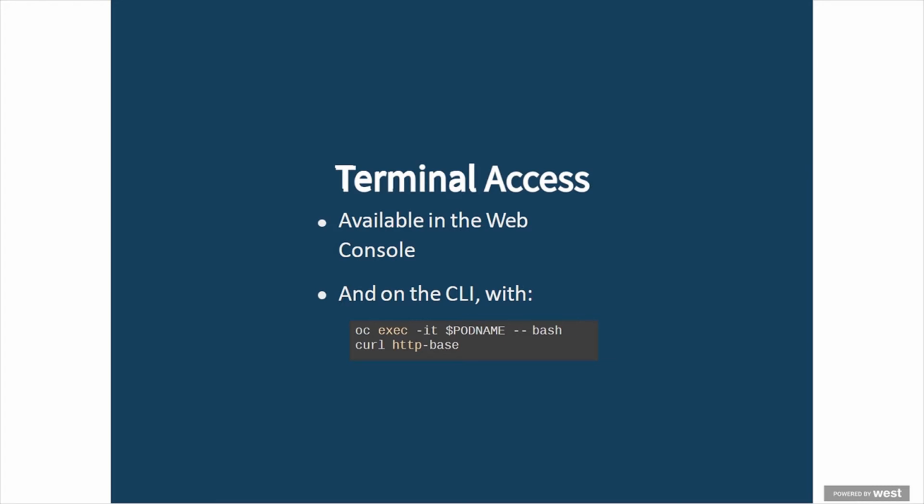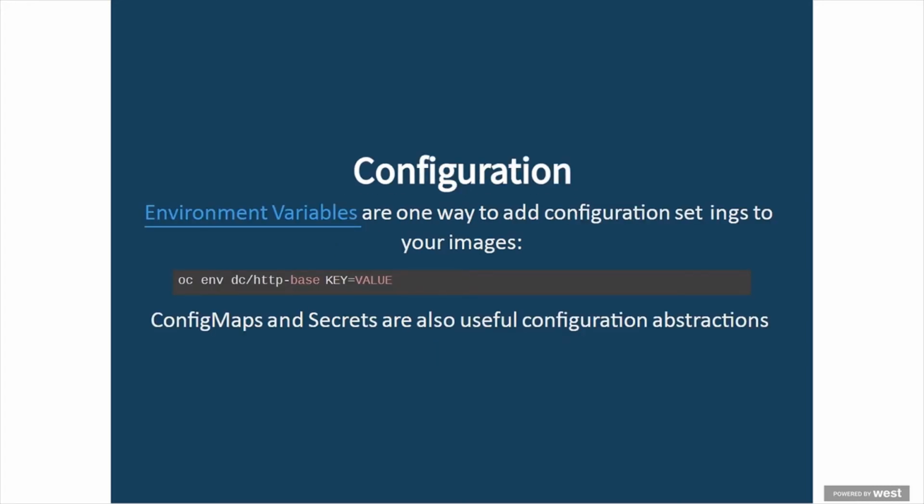You also have easy access to terminals using kubectl exec or oc exec. Once connected, you can use kube-dns to contact Kubernetes services by name. This example shows using curl to contact a Kubernetes service by service ID, http-base. Environment variables are easy to add to deployment configs or other files using the oc env shortcut.